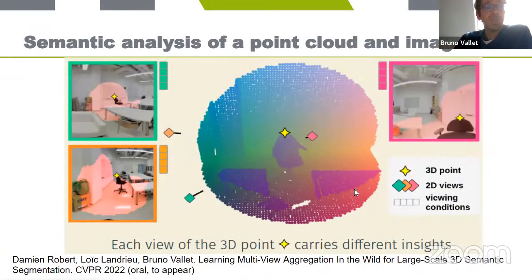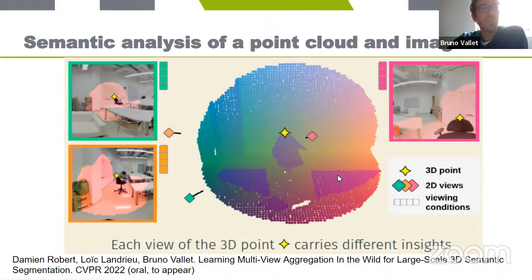Now, very recently, we investigated the question: okay, so we know how to do semantic segmentation for images, we know how to do semantic segmentation for point clouds, but in practice, if we have a point cloud and oriented images that see this point cloud, how could we combine all this information, both the radiometry from the images and the geometry from the point cloud, in order to have a combined semantization of all this data?